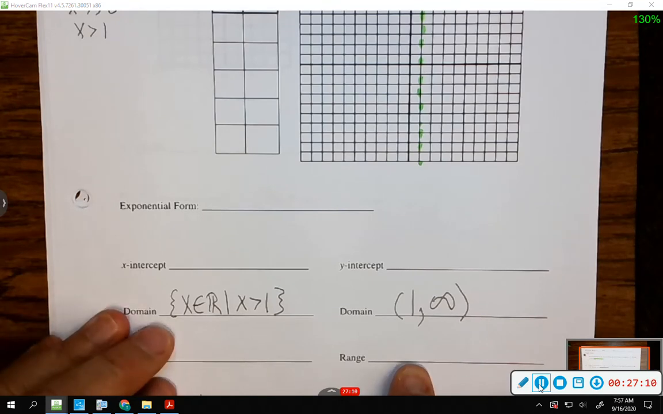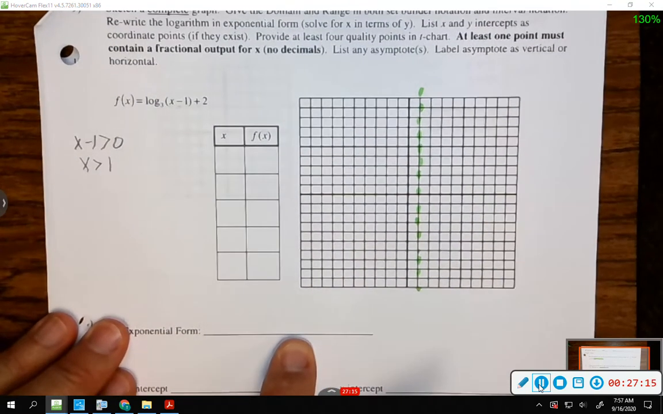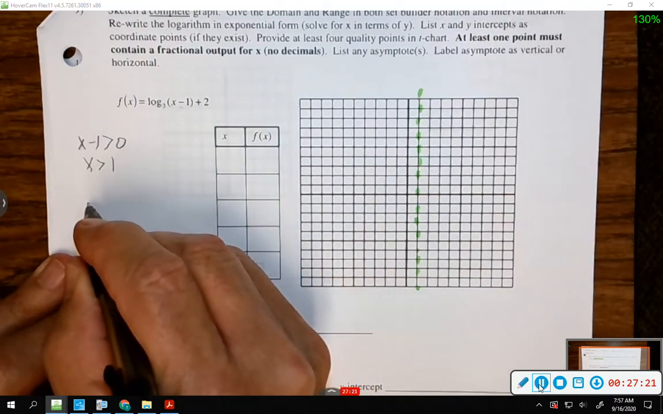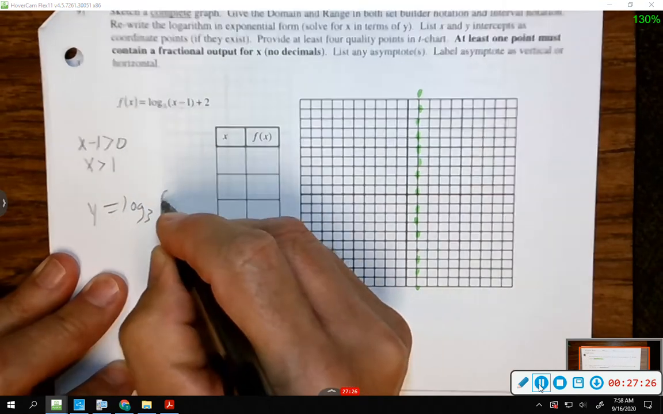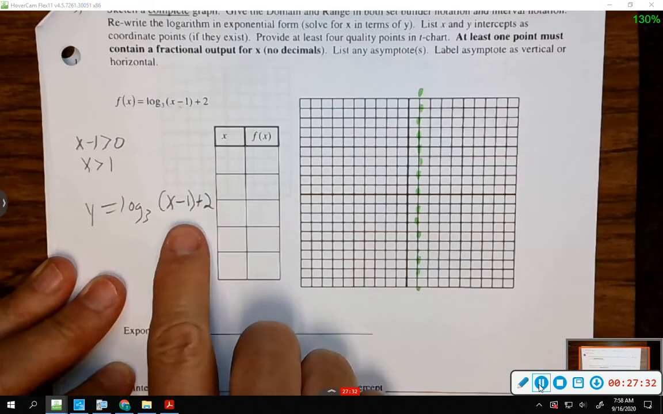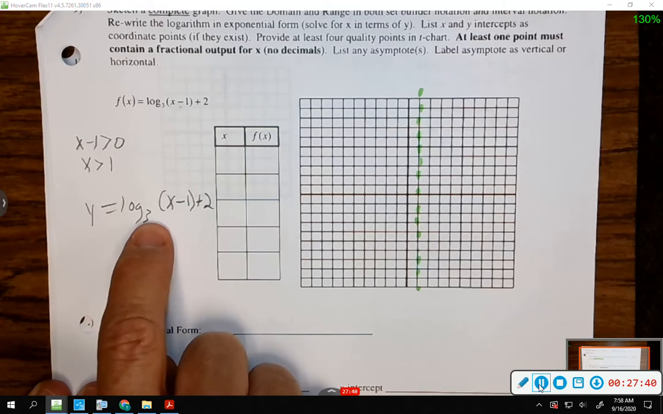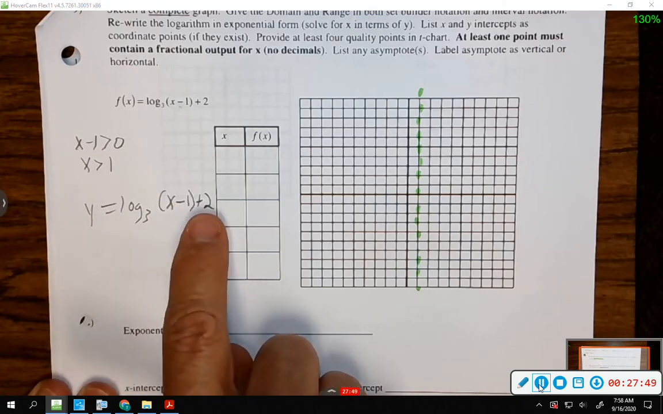But I'm going to ask you to rewrite this in exponential form, and this is where some students will struggle. To rewrite this in exponential form, I'm going to show the work right here. Y equals log base 3 of x minus 1 plus 2. I want to solve for x in terms of y. In order to do that, at some point I need to undo this log base 3. Well, 3 raised to undoes a log base 3, but I cannot take 3 raised to both sides until I have a log and an argument only. So I have to subtract the 2 to the other side first.